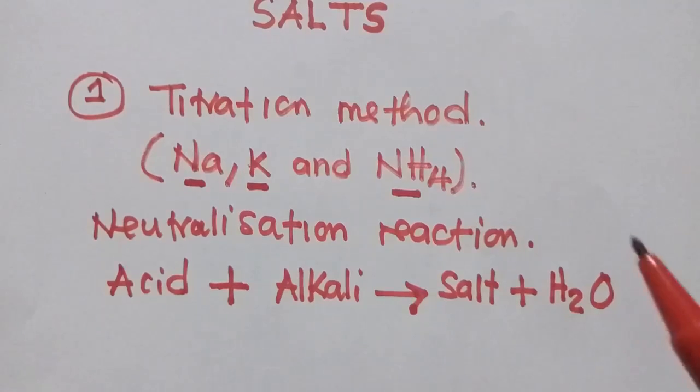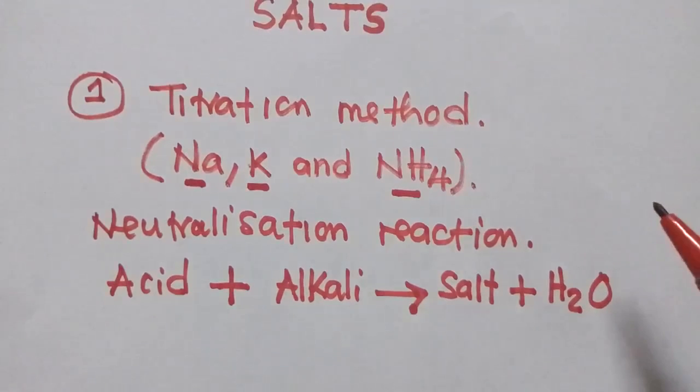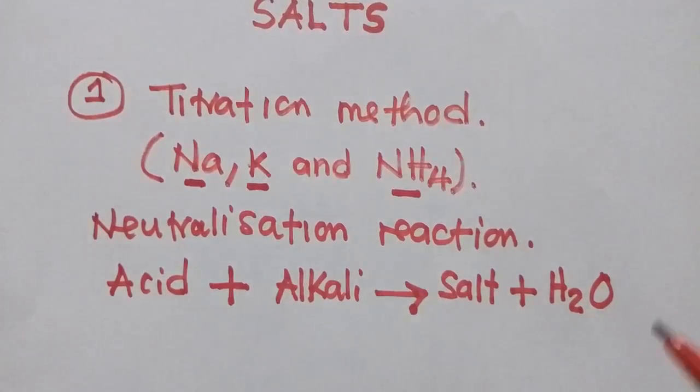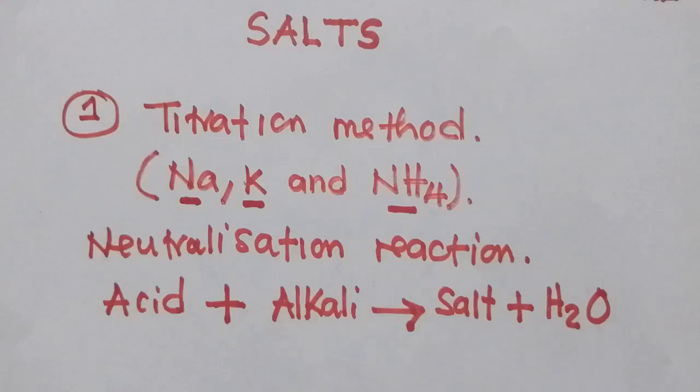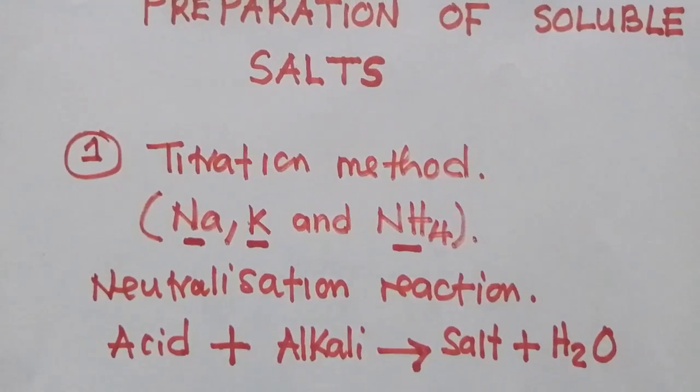This is just the first method that we get to use. It is called the titration method. And this titration method, amongst the soluble salts, can only be used for these three: sodium, potassium, and ammonium. It can only be used for these three.